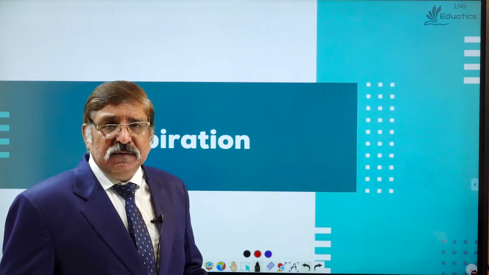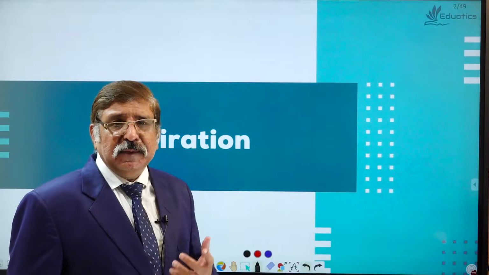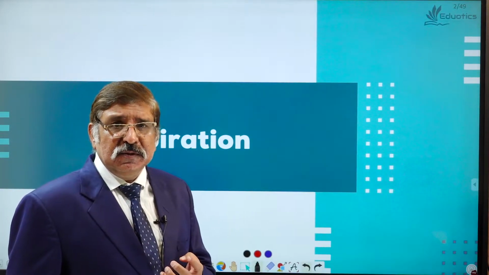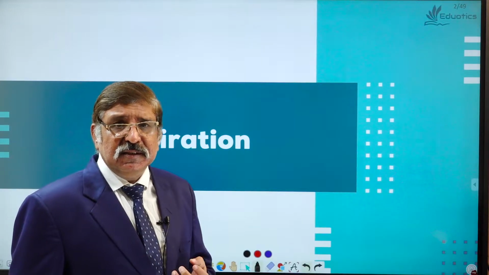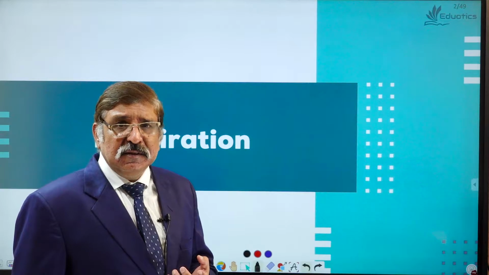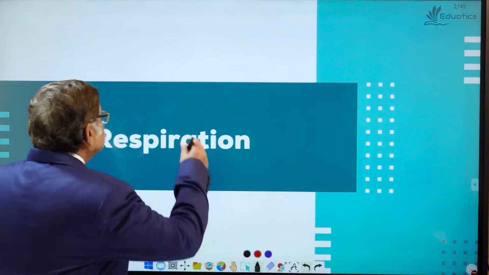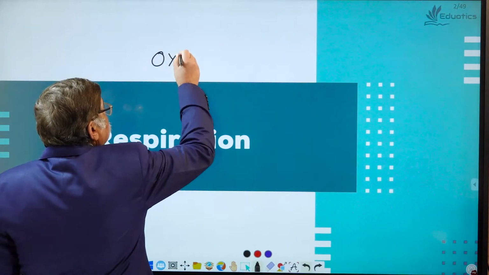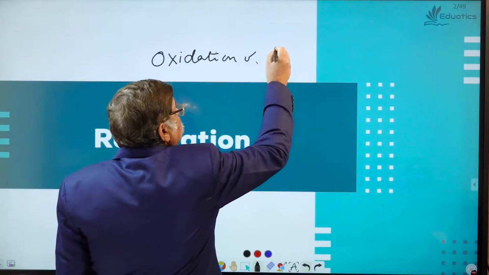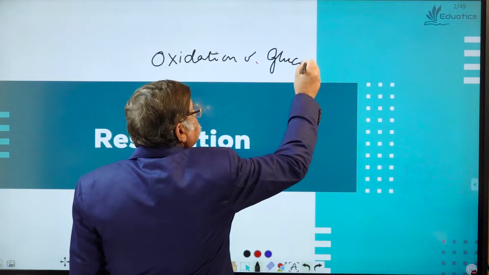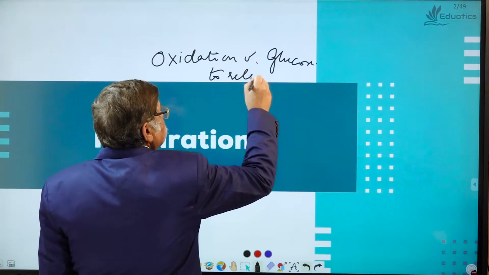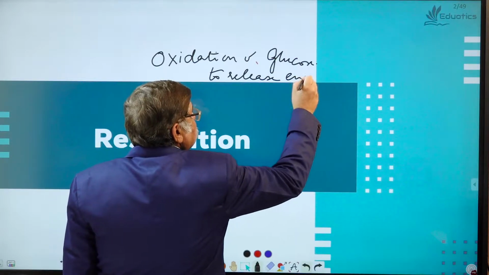Respiration, when we take food, what happens to that food? That food is broken down. The bonds are broken down to release energy. That is in layman's sense what is respiration. But otherwise, respiration is oxidation of glucose to release energy.